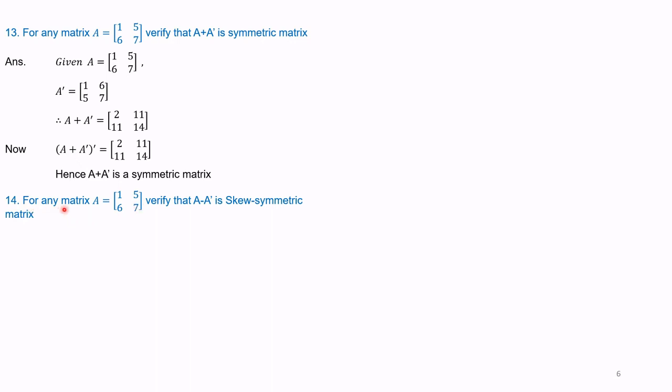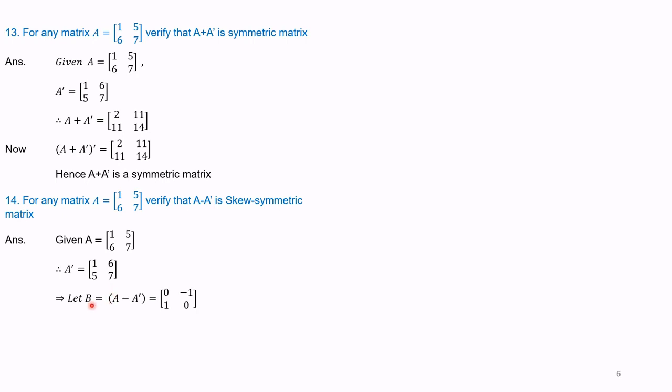Now, question number 14. For any matrix A equals [1, 5; 6, 7], verify that A minus A dash is a skew matrix. That is, we have to show A minus A dash is equal to minus of its transpose. So, let us do it. Please see, this matrix is a 2 by 2 matrix. The given matrix is written as it is. Therefore, we will transpose A to A dash. 1, 5 becomes a column. 6, 7 also becomes a column. Therefore, A dash is equal to [1, 6; 5, 7].